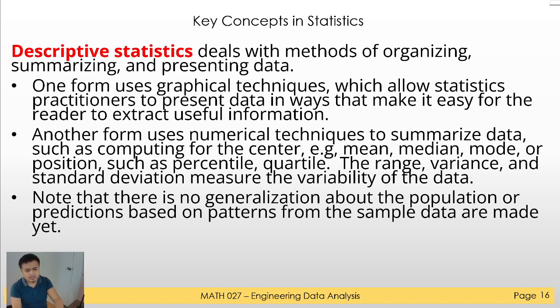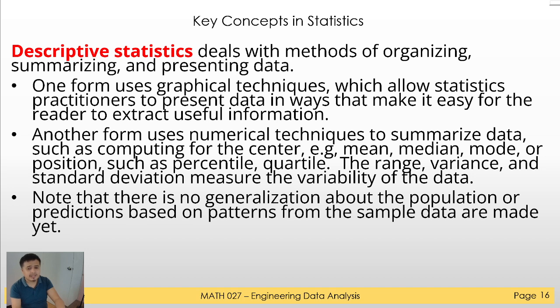So knowing that we have a connection between population and the statistic, let's describe the two main branches of statistics. The first branch is descriptive statistics, which basically deals with presenting, organizing, and summarizing data. So that's it. You're just describing the data.